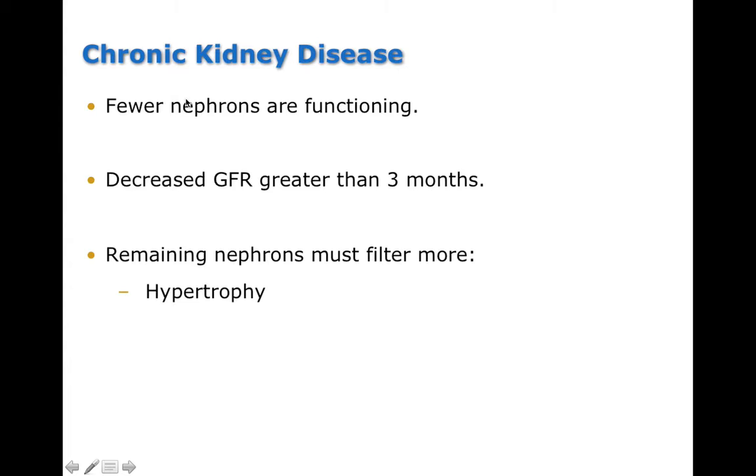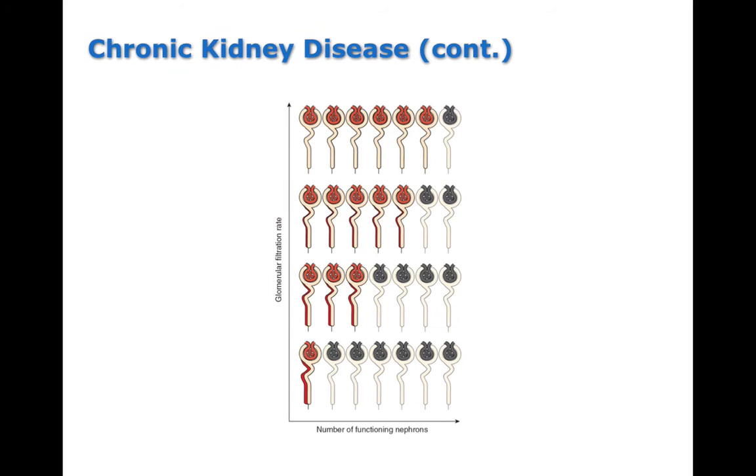Now, with chronic kidney disease, we say that there are fewer nephrons functioning, and ultimately it's a decrease in GFR for more than 3 months. What's interesting though is that we can see some remaining hypertrophy that's compensatory to a decrease in GFR. So if someone has kidney disease in only one and not both kidneys, it's possible that the other kidney can get compensatory hypertrophy to attempt to restore normal GFR.